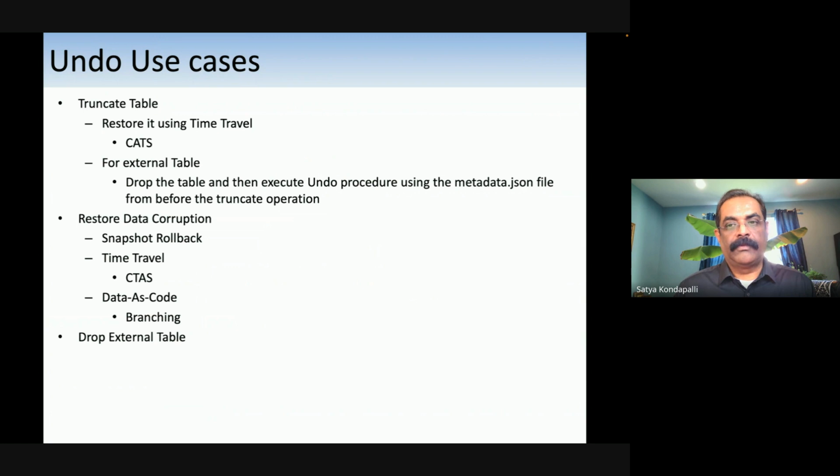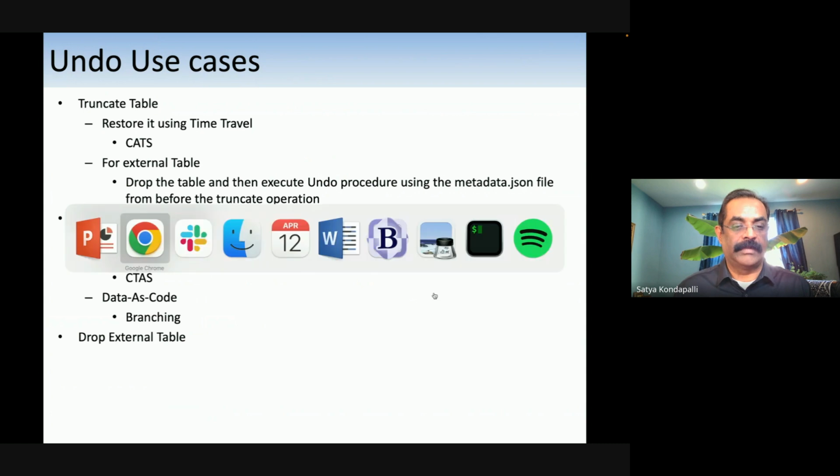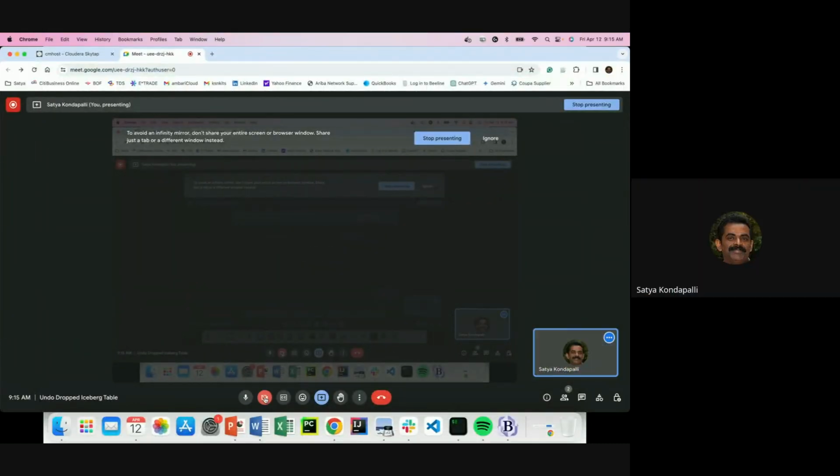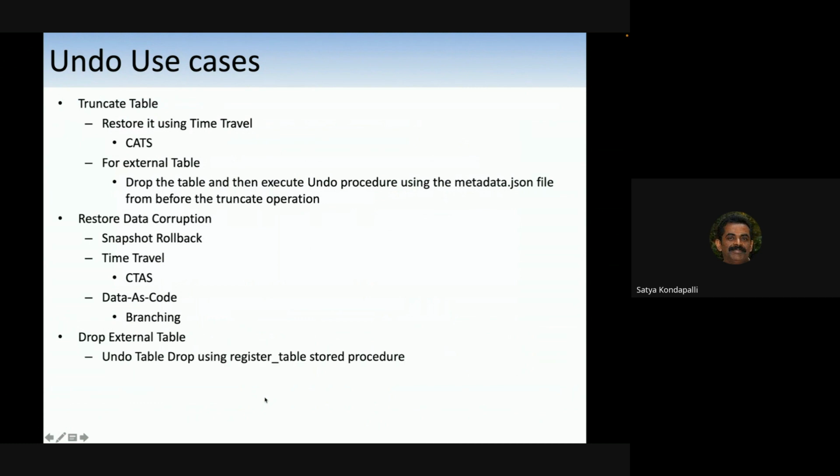But if you drop a table, what happens? When you drop a table, how do you undo it? Iceberg has a procedure called the register table stored procedure. We're going to use it to do the undo. This procedure was originally designed for migrating a table from one catalog to another catalog, like Hive to Nessie, or Nessie to Glue or something like that. But we can use the same procedure for undo.